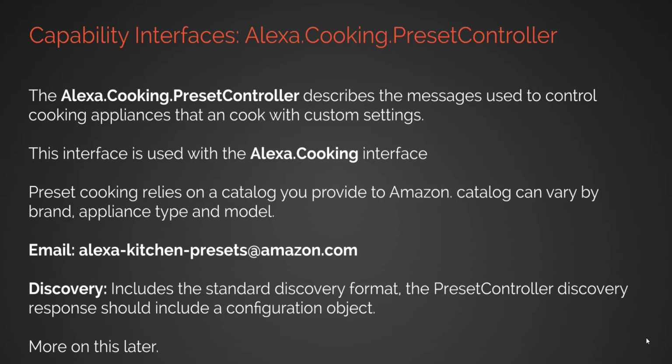Preset cooking relies on a catalog that you, as the manufacturer, provide to Amazon. Those catalogs can vary by brand, and they typically also vary by appliance and specific model. There is an email address you can use to get in touch with those folks at Amazon, and it's listed right here. As far as the discovery methods go, it includes the standard discovery format, the preset controller discovery, and it handles a response which includes a configuration object.